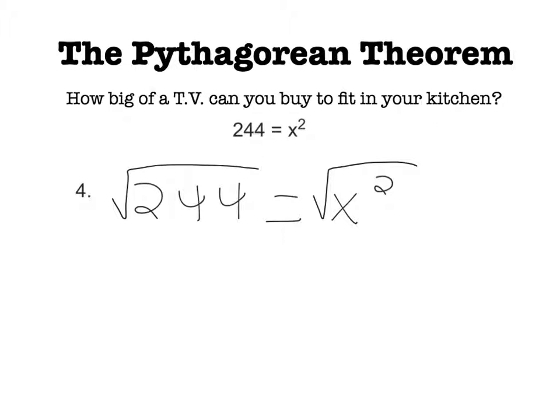So, this one you have to get your calculator out for, but the square root of 244 equals 15.6. And the square root of x squared equals just x, because the square root sign cancels out when you have an exponent of 2. So, there we have it. X equals 15.6. Now remember, that's 15.6 inches, which is the hypotenuse of the TV you have. So, the largest TV you can buy is a 15.6 inch TV.